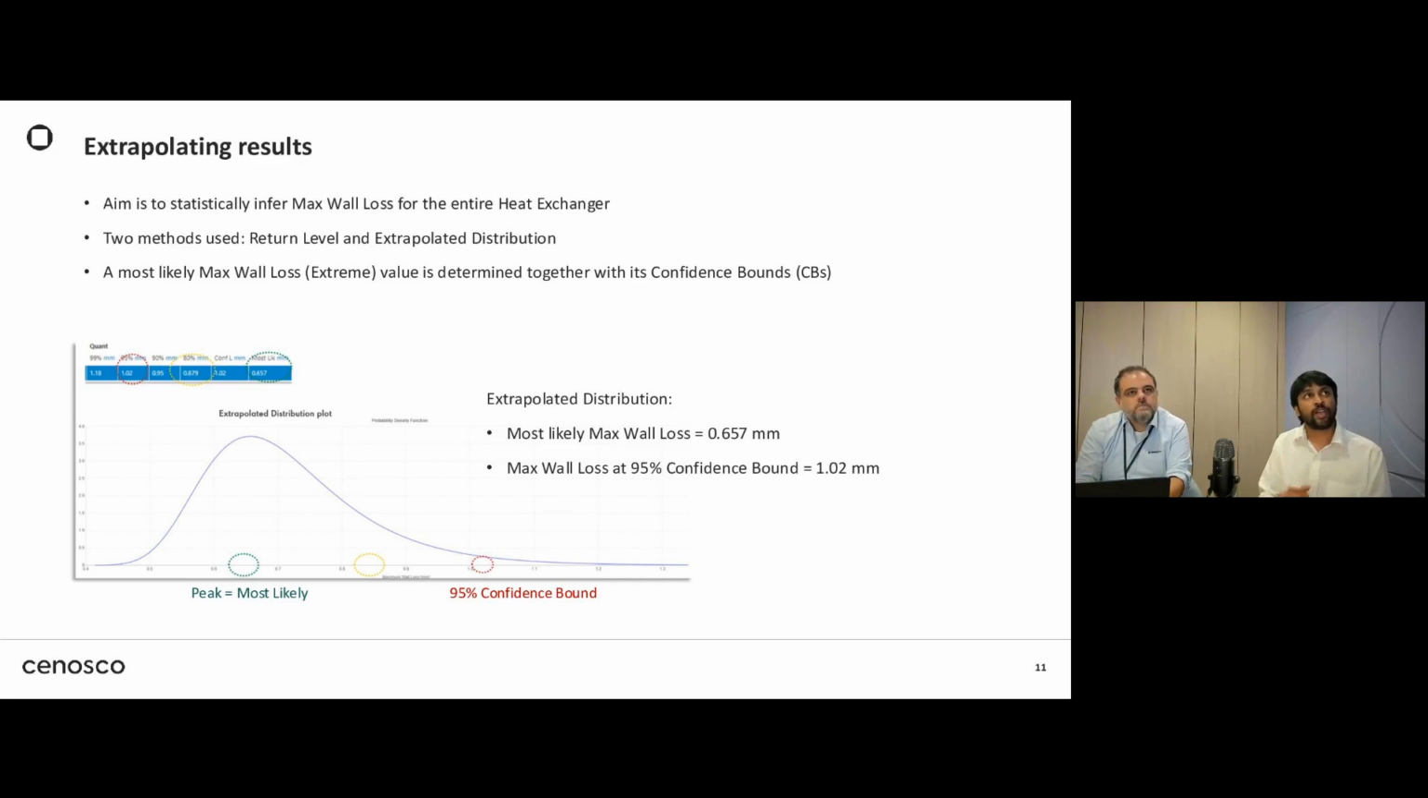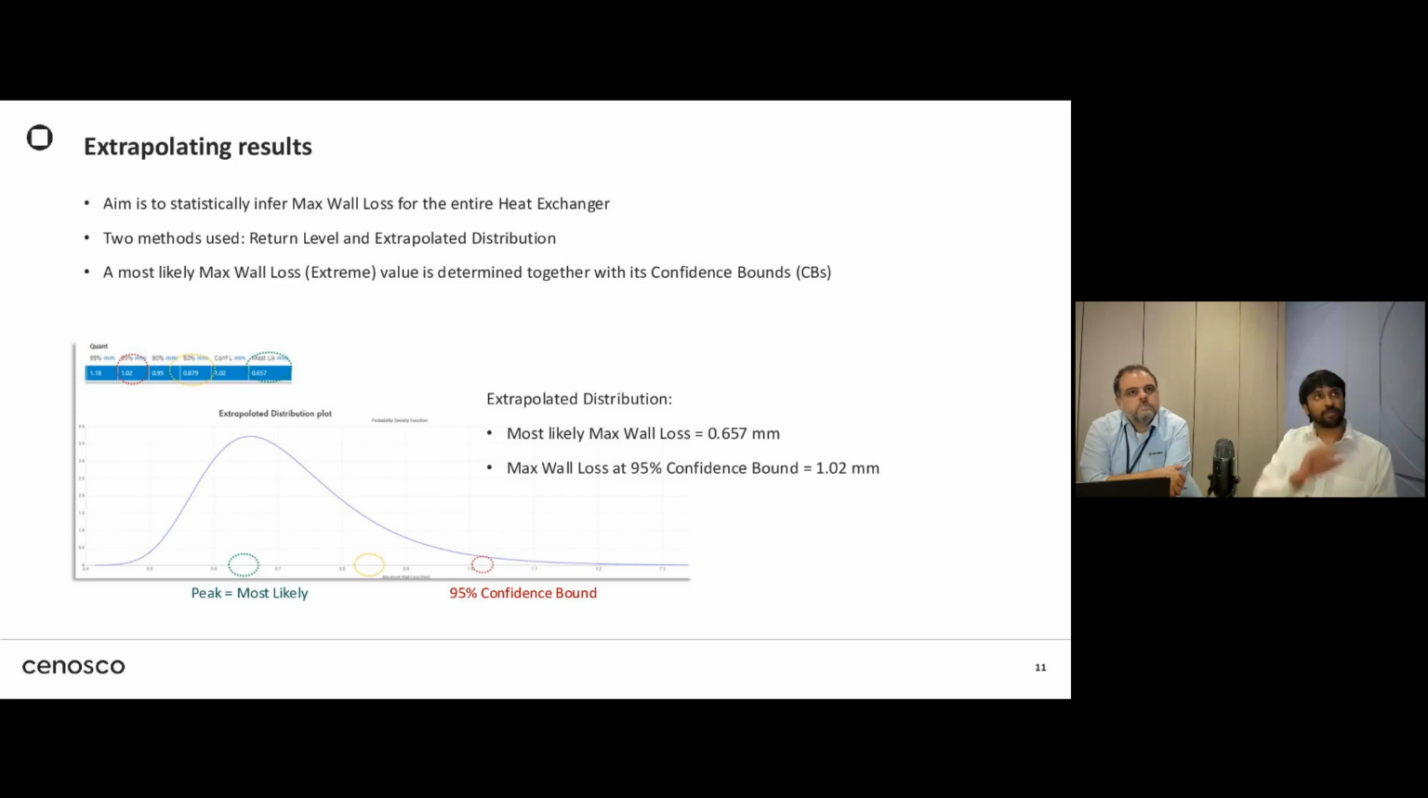So in this step, what we're trying to achieve is to statistically infer the maximum wall loss for the entire heat exchangers. Again, a couple of statistical methods are typically highlighted: return level and extrapolated distribution level. Let's look at extrapolated distribution level in this case. Later in the case study, we can look at the return level as well. Whenever we're dealing with extrapolating results, where we're trying to identify the maximum wall loss, we typically include it along with confidence bounds as well.